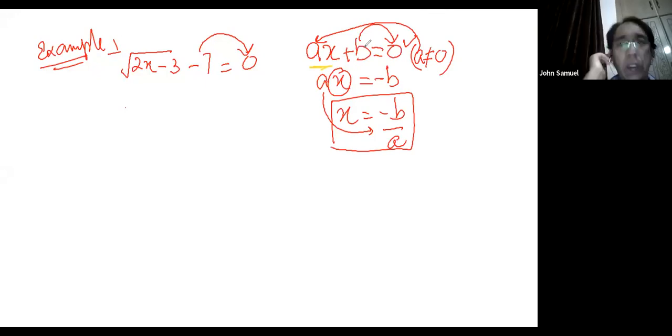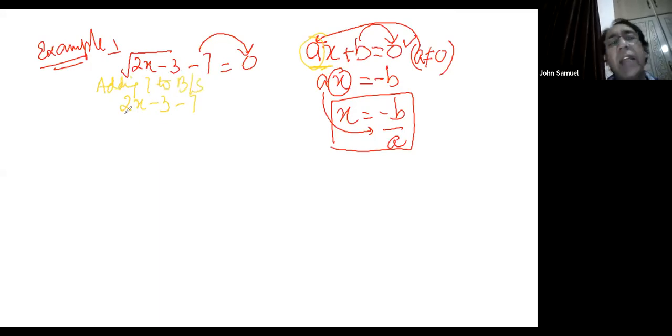The constant will remain in hand. Remember, this should not be equal to 0. I'm moving to this one. What we will do is shift the 7 to the other side. Let 2x minus 3 be as it is, and add 7 to both sides. Adding 7 to both sides is correct. So this we have taken to the other side is equal to 0 plus 7.